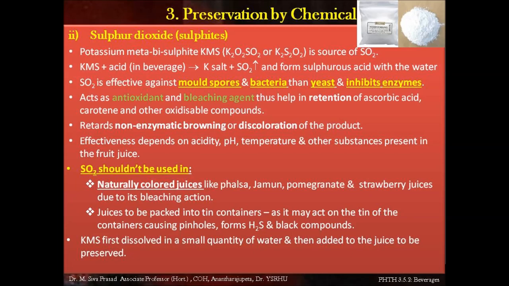Bleaching agent in the sense it removes the color, and that is a negative aspect of it, which makes it not usable in certain juices. Like you cannot use this sulfur dioxide in juices which are naturally colored, like your pomegranate, strawberry, falsa or jamun. You cannot use this sulfur dioxide because it bleaches the color.